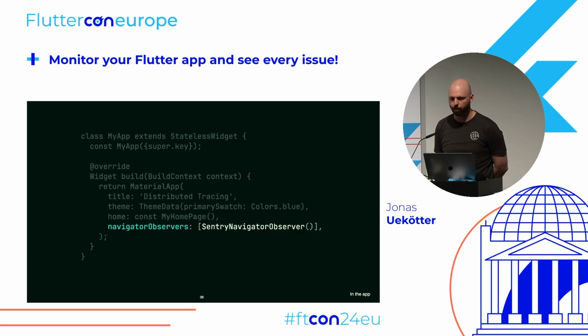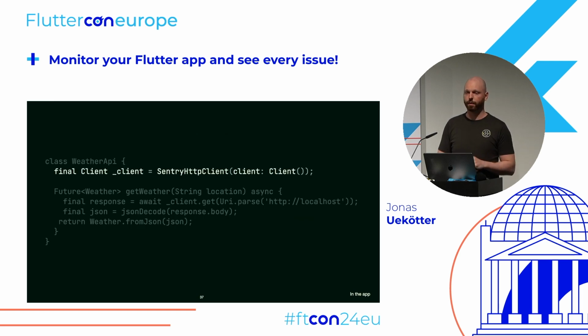Then for the Material app, we're adding the Sentry Navigator Observer, which is responsible for starting our root transaction, which is the red rectangle we've seen previously. And then the next part is using the Sentry HTTP client, which actually makes the context propagation happen. And it also starts the HTTP trace. That's also available from Sentry for Dio, so you can use whatever you want.